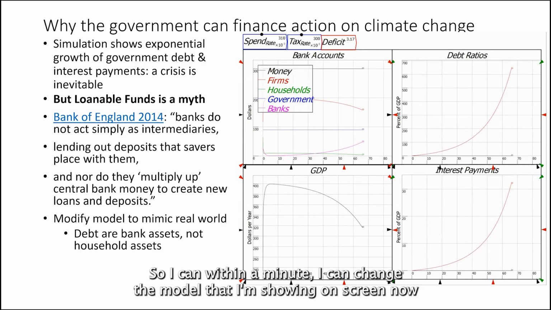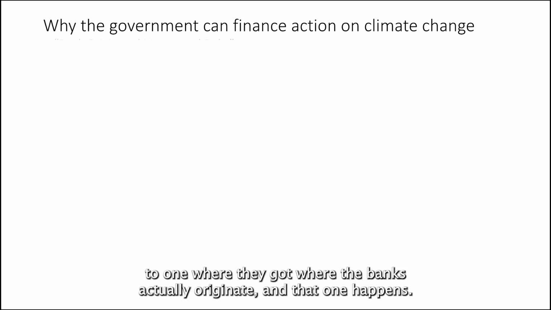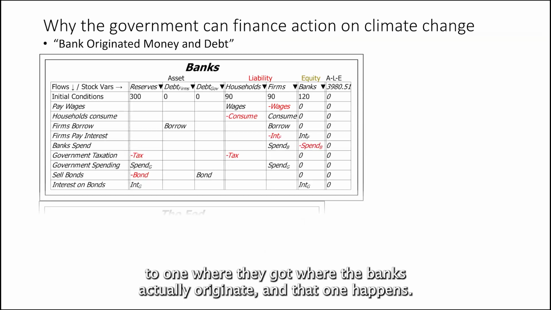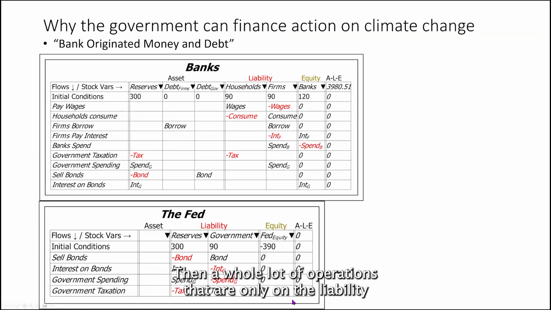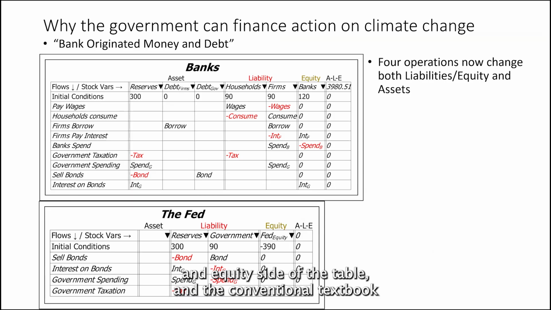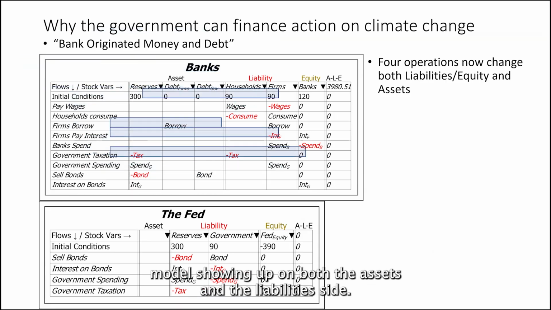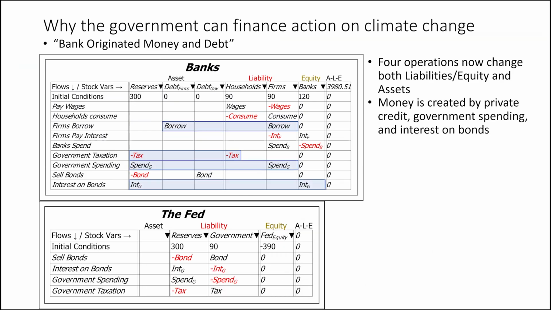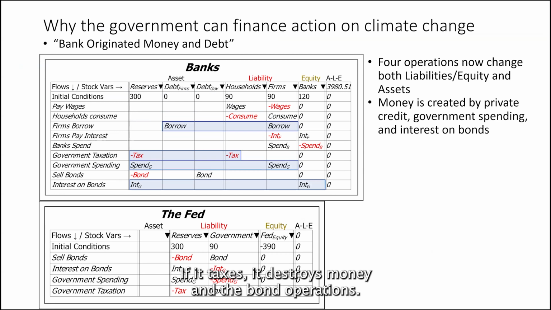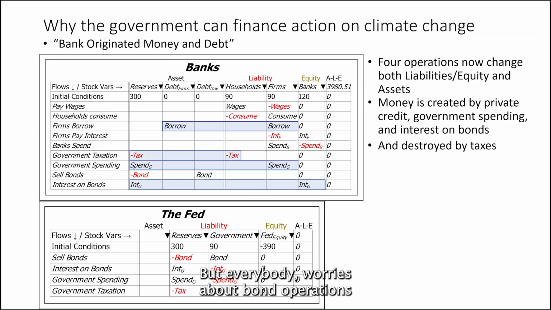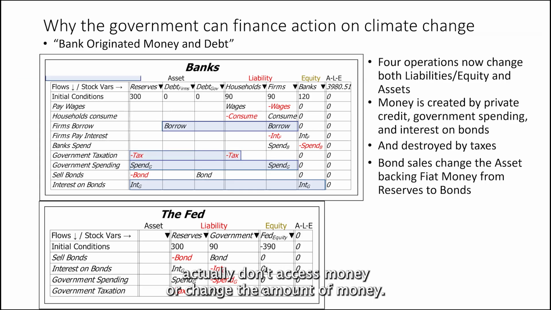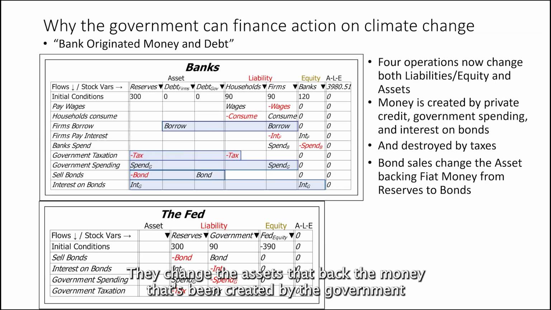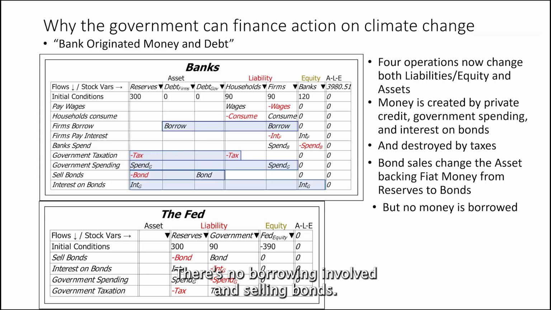So within a minute, I can change the model that I'm showing on screen now to one where the banks actually originate. And that one happens then, a whole lot of operations that are only on the liability and equity side of the table from the conventional textbook model turn up on both the assets and the liability side. And what that means is that operations create and destroy money. So if the government spends, it creates money. If it taxes, it destroys money. And the bond operations, what everybody worries about, bond operations actually don't access money or change the amount of money. They change the assets that back the money that's been created by the government in the first place. There's no borrowing involved in selling bonds.